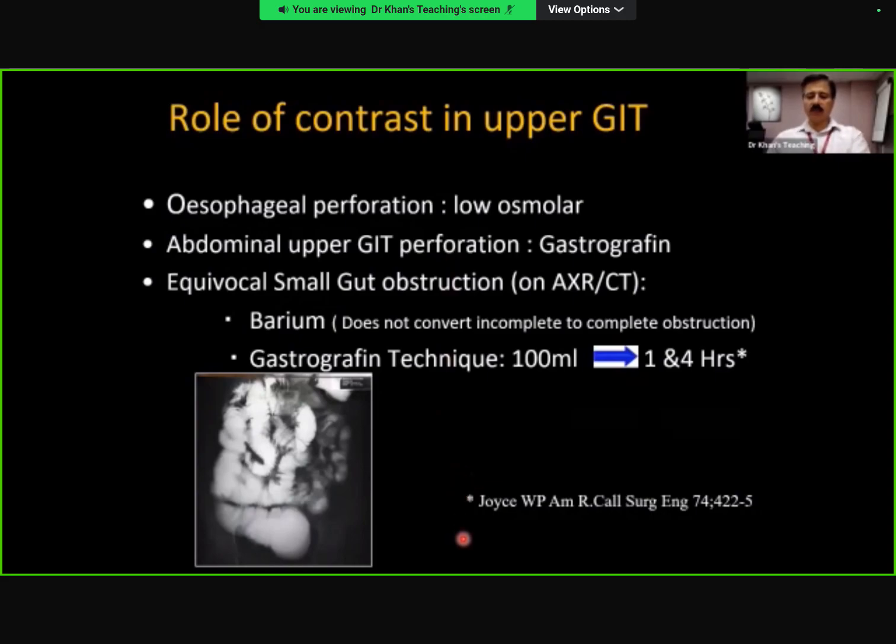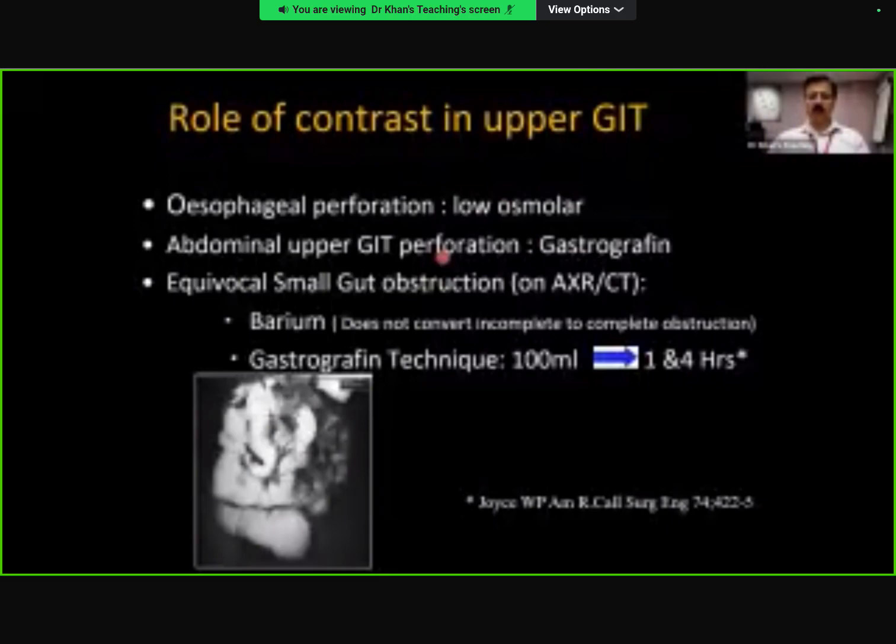So here, if you say barium, it's a blunder. You are unsafe. So remember that. You have to use gastrografin there. Now, another use of contrast agent is for equivocal small bowel obstruction.